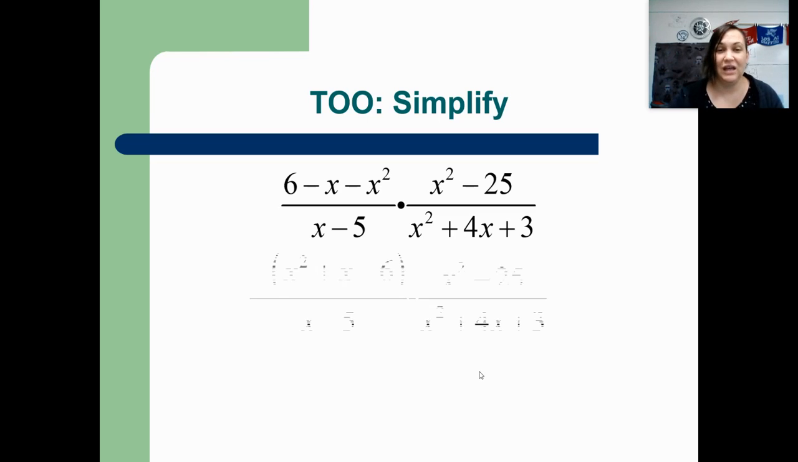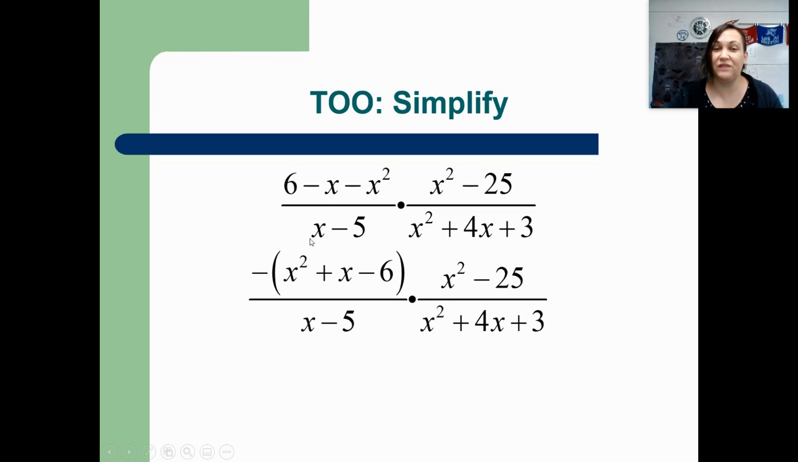If you're struggling, a suggestion to you would be to factor out a negative sign from the top of the first fraction. We don't usually factor when the x squared is negative, and that's written backwards, right? Standard form usually goes x squared, x, and a number, and this one is written the other way. So if you want to make it a little bit more normal looking, factor out a negative, and what that does is it changes the signs of all the numbers. So it will make your x squared a positive x squared, it will make your x a positive x, and it will make your 6 a negative 6. Hopefully that helps a little bit.